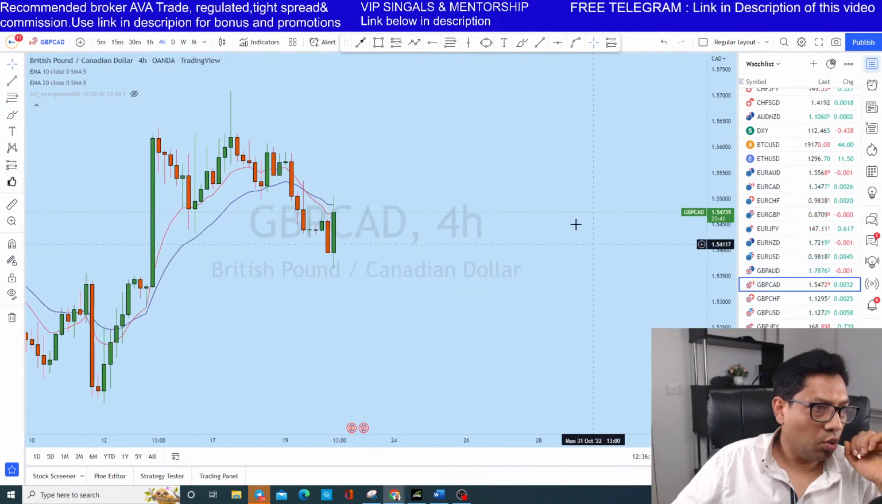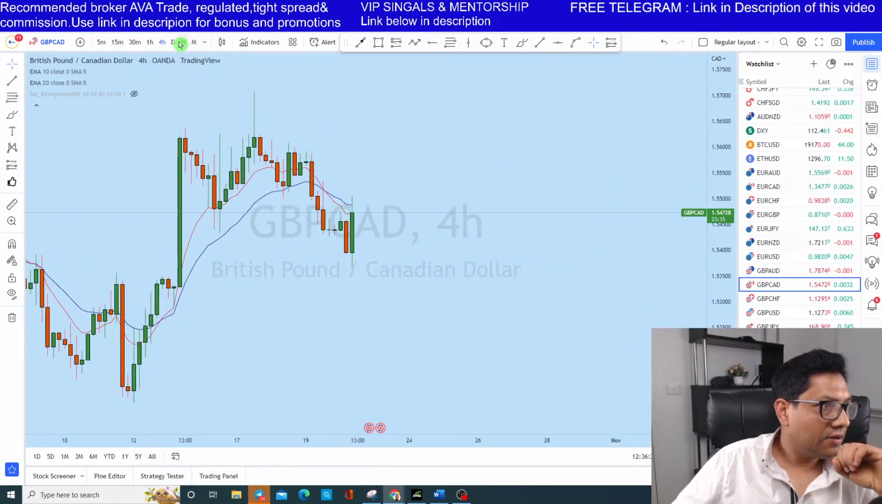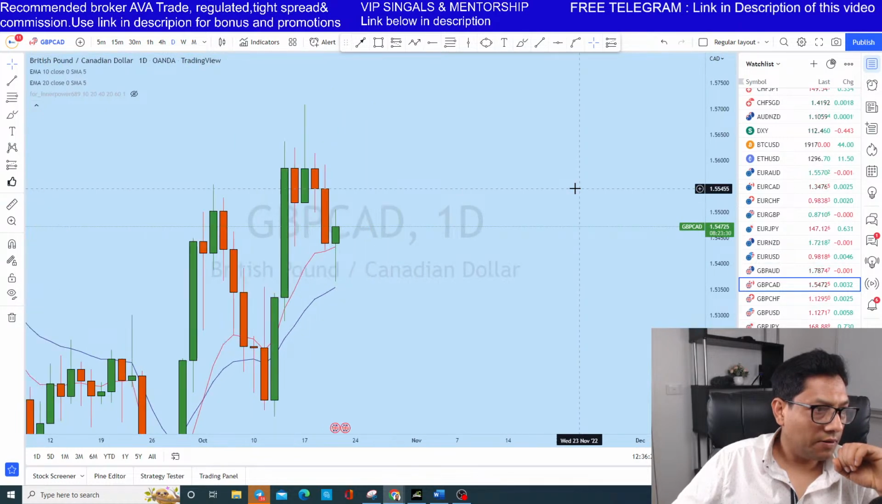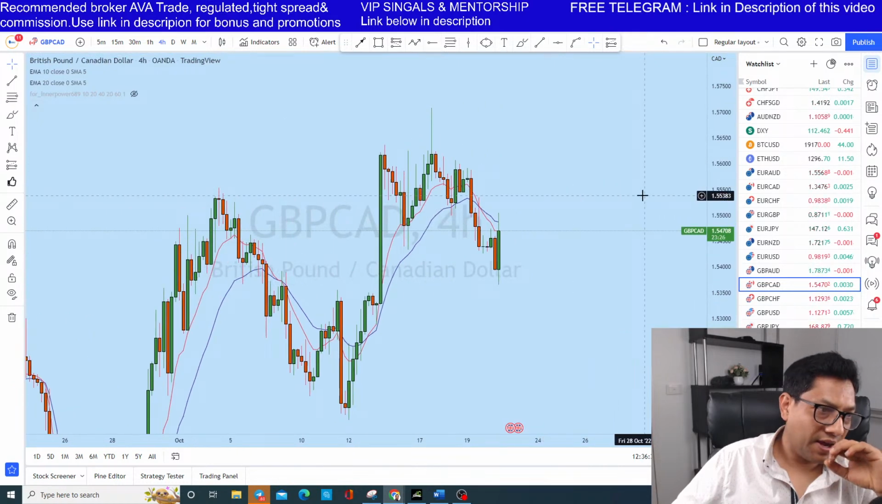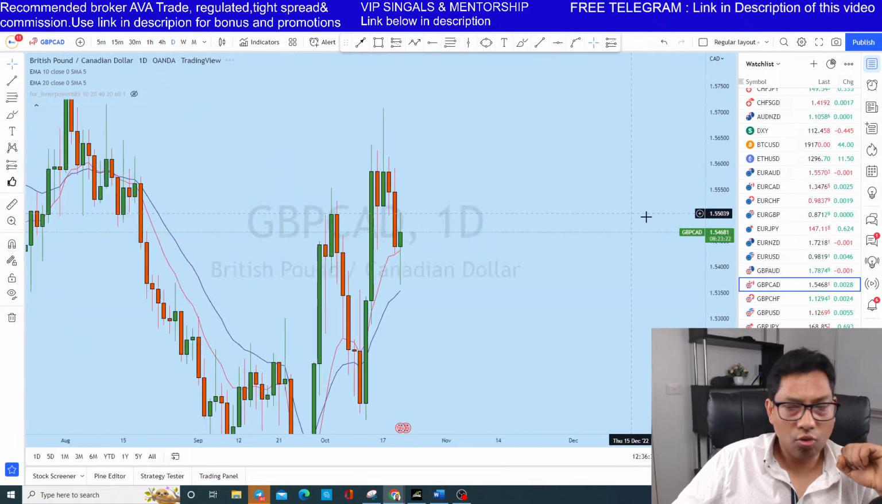GBP in fact is a weaker currency, but what do you see on GBP CAD? It has just gone with a spike. That spike happens in the market all the time and we need to cope with it.